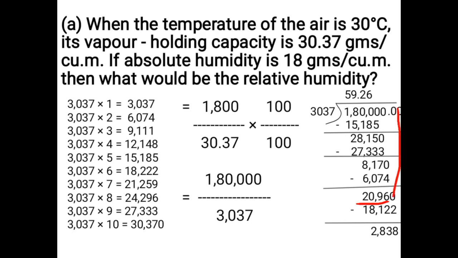Then finally 3,037 sixes are 18,222, and then you have to subtract 20,960 minus 18,222. Here there was a little mistake in a number, I have done the correction here. This is 18,222. Then subtract 20,960 minus 18,222. I am getting the answer 2,738. Up to 2 decimal places you have to do the division, because the division continues.